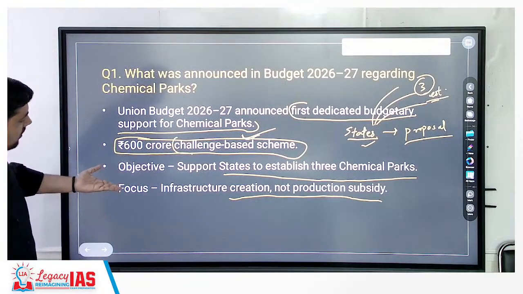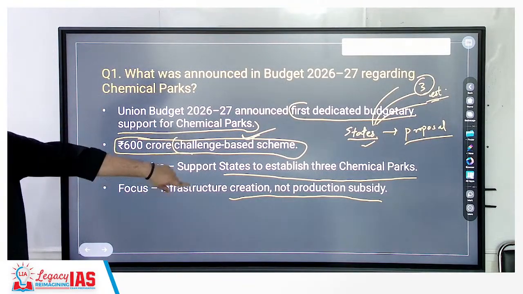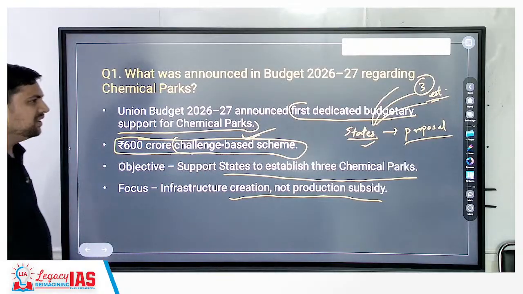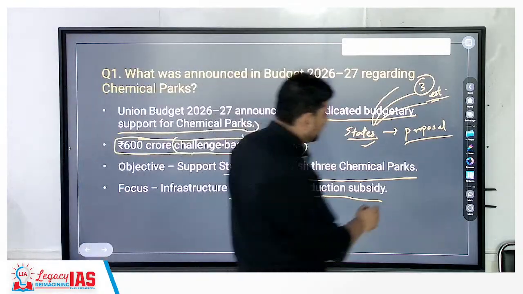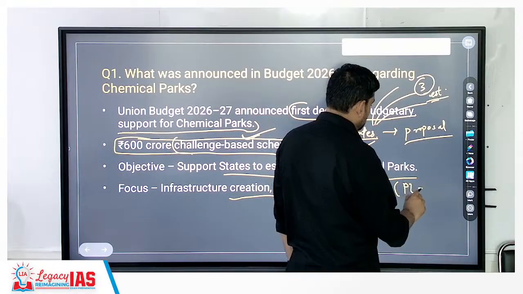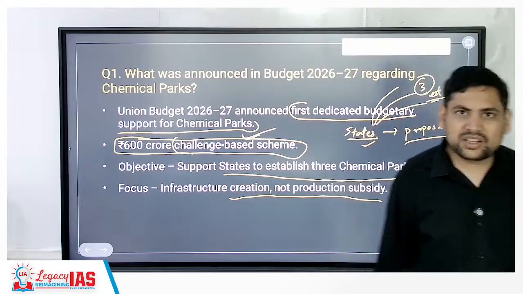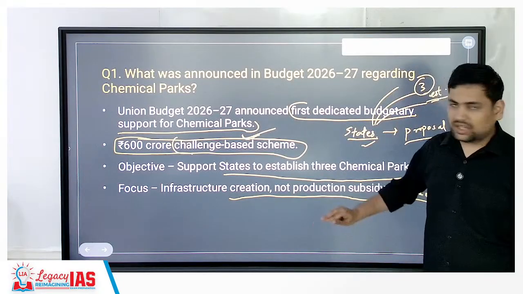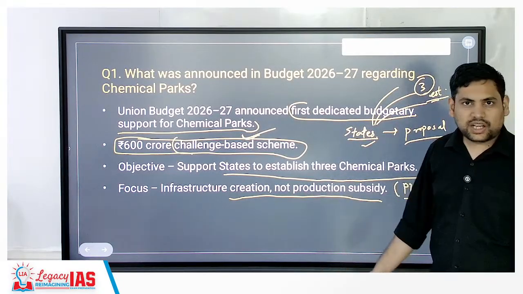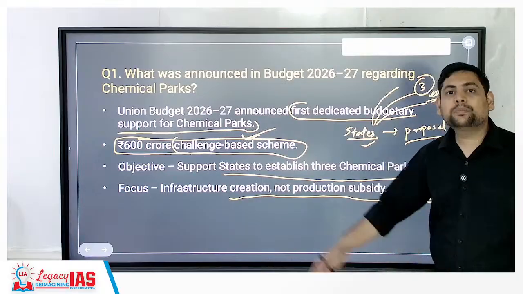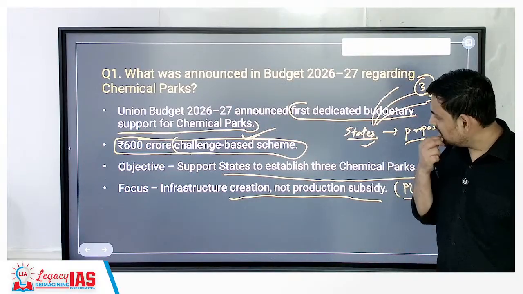Now, the focus is on infrastructure creation, not production subsidy. So it is not production linked incentive like you learn about PLIs. This is not like PLIs, that 5% production linked incentive, nothing like this. This is about infrastructure creation. Correct? That is, it is to develop the whole chemical park. Now, what is the difference? Understand.